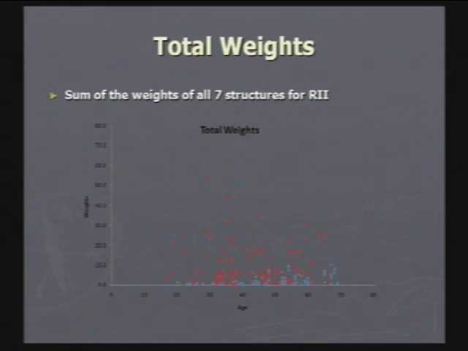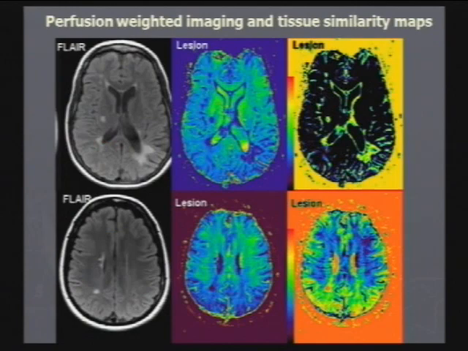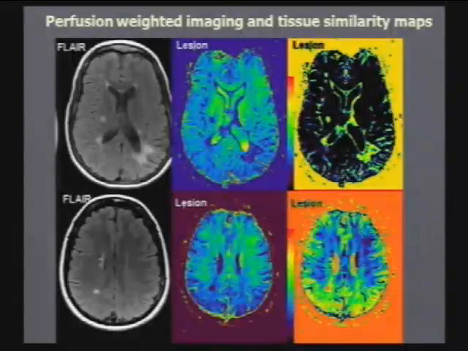So let me skip ahead here. And now I want to go on to show you just two slides of some perfusion work. We usually use perfusion-weighted imaging to measure local cerebral blood volume, cerebral blood flow, and mean transit time in the tissue. We do this a lot for stroke imaging, for example. And we can show very nicely the vascular territory that's been affected.